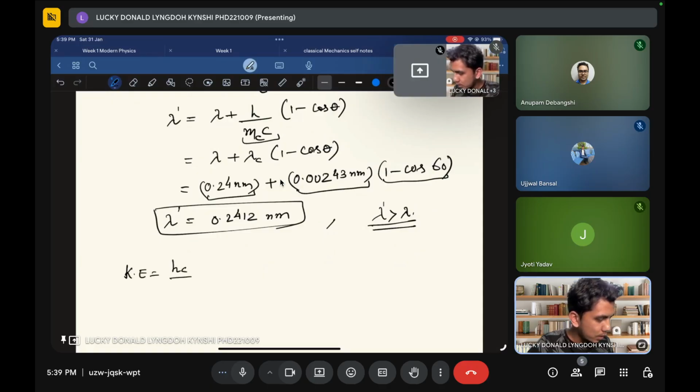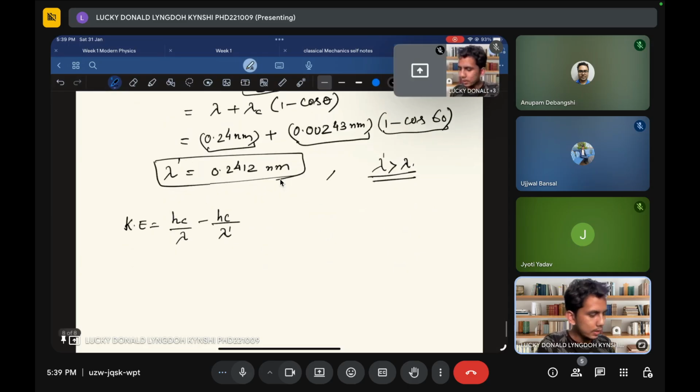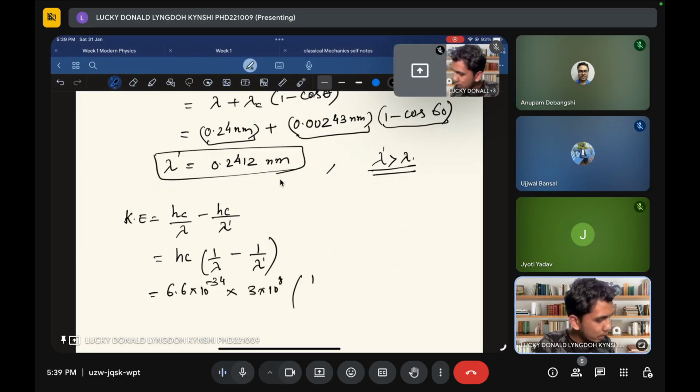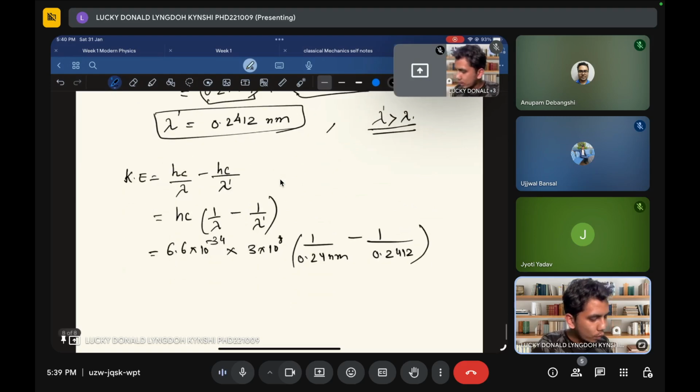hc by lambda minus hc by lambda prime. We can take hc common, to get 1 by lambda minus 1 by lambda prime. So hc is 6.6 into 10 to the power minus 34 times c, which is 3 into 10 to the power 8, and 1 by lambda, which is given in the question, minus 1 by lambda prime, where lambda prime is 0.2412. If you solve this, you will get 396 into 10 to the power minus 20 joules.